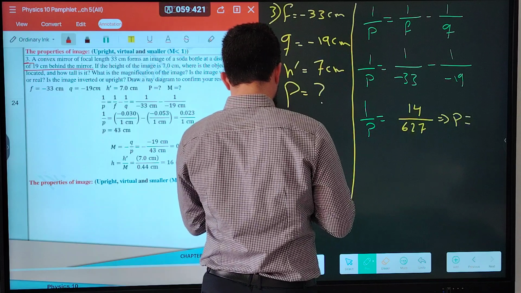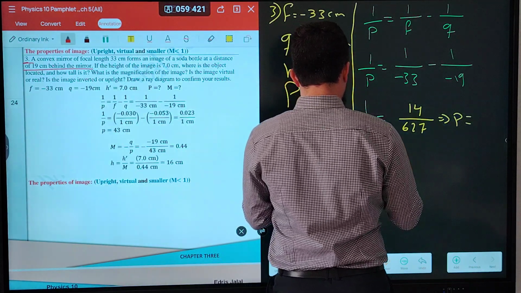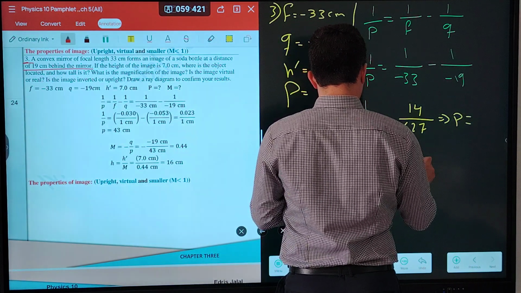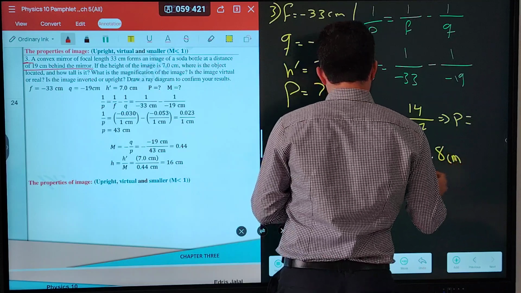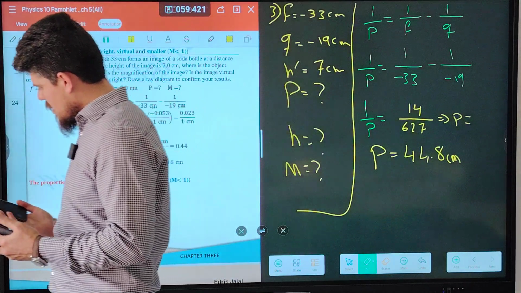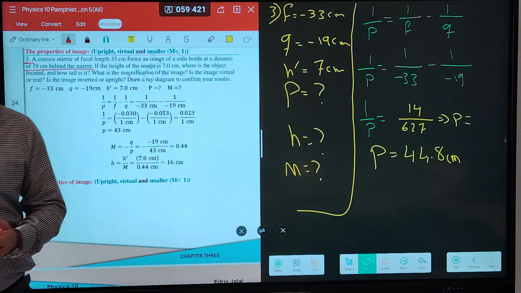1 divided by answer is equal to 44. P is equal to 44.8 centimeter. This is the object's distance.